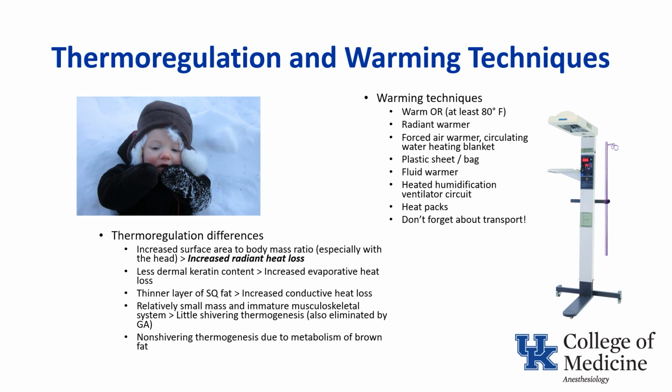They also have a relatively small mass and immature musculoskeletal system, so they have very inefficient shivering thermogenesis. In fact, they rely primarily on non-shivering thermogenesis due to the metabolism of brown fat. As far as shivering, it is also important to remember that general anesthesia effectively blunts this shivering thermogenesis, not only in children, but also in adults.